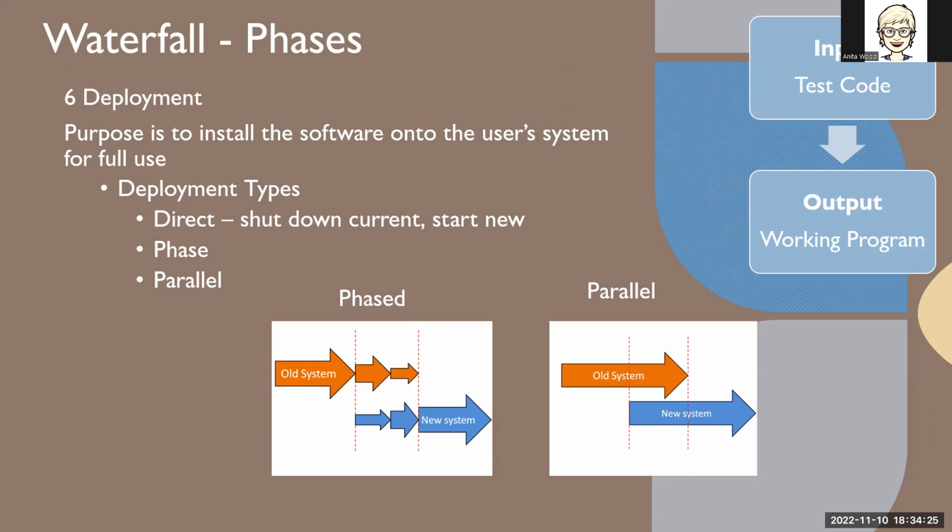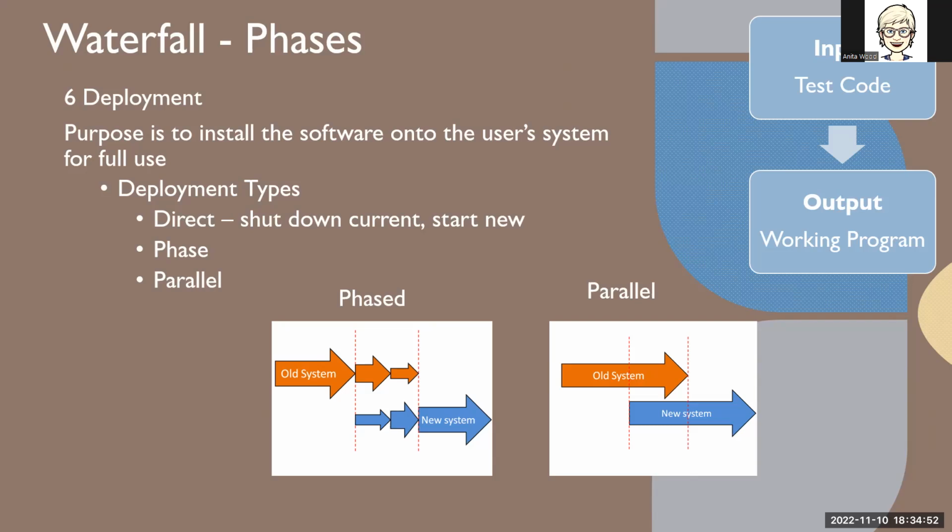Now, the third deployment type is called parallel. It is the least risky, but the most expensive. You keep both systems running, and you have everyone complete their work on both. If anything goes wrong, no problem. The old system is the backup. But everything is done in duplicate, and you are not going to be making too many friends with this one.